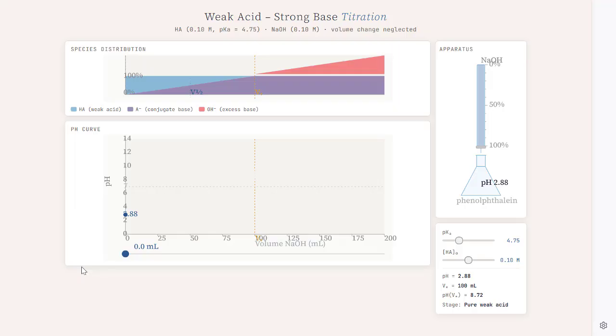Okay, then we get into a region where we have both weak acid and conjugate base present. And so this is the buffer region. If I go to the half equivalence point, which is shown on top here, I guess I should say that there's a line that moves across here, and there's this dot that moves across here, and we can see where we're at. So I'm almost at half equivalence point. Here we go. The pH is equal to 4.75, which is the pKa.